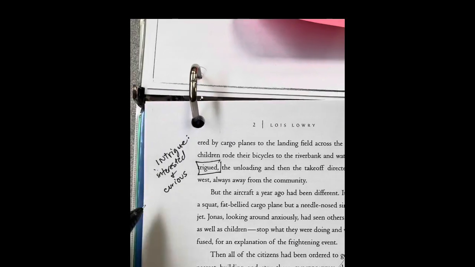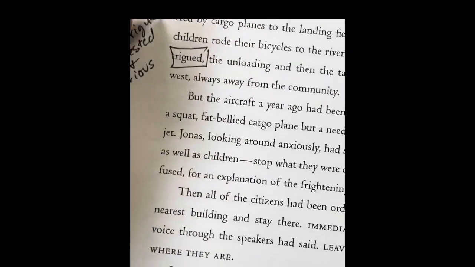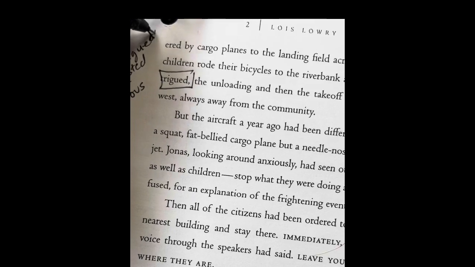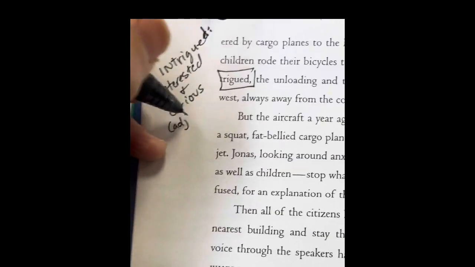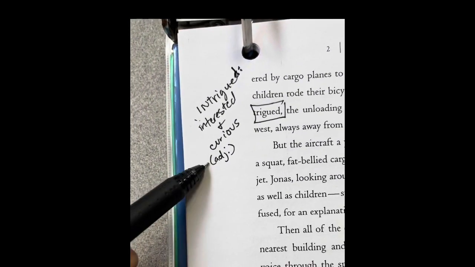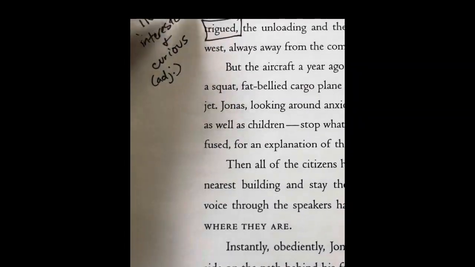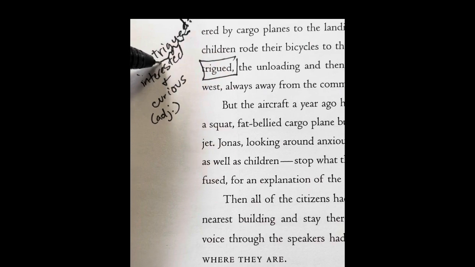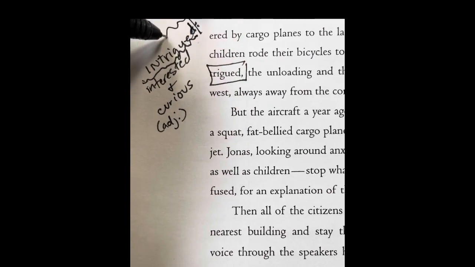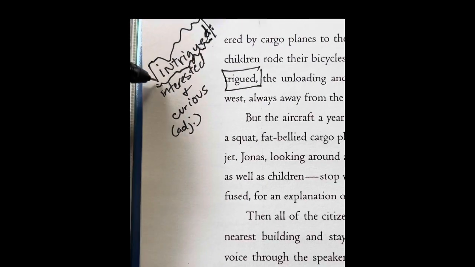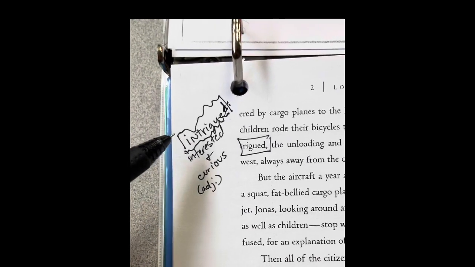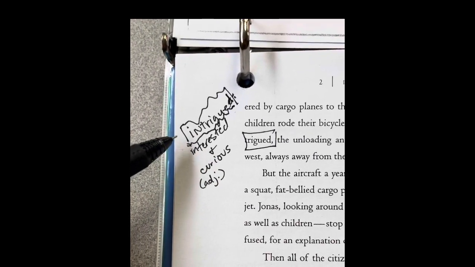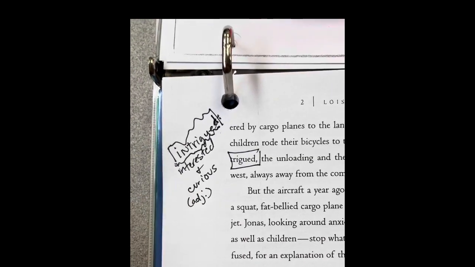And I looked it up, and intrigued means interested and curious. And then I'm just going to write ADJ for short. So I know it's an adjective, that's a describing word, right? Because it's not just to understand this text that I'm looking up these words, but so that I can gather new words for my own writing. So I can say, oh, I'm intrigued so far because I don't know what's going on with this kid Jonas and why he's scared of December.